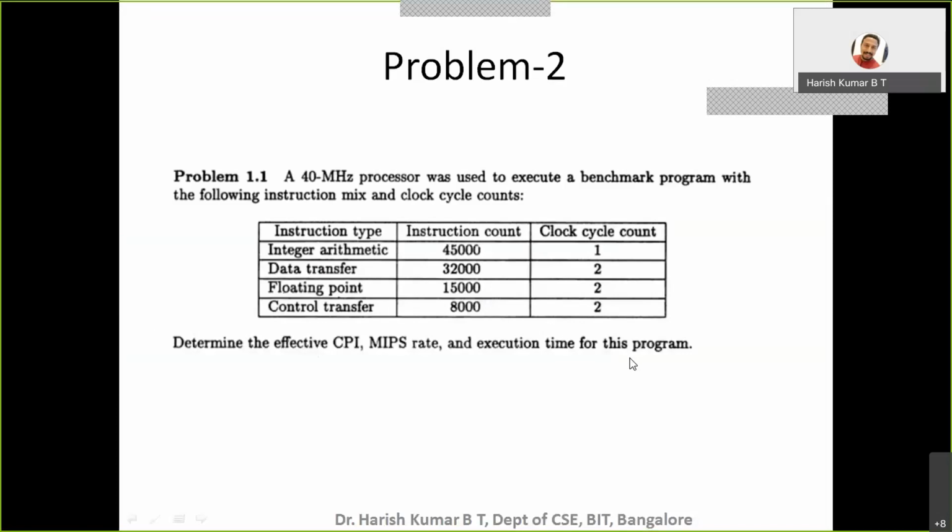Now I have another problem also. Just go through this. In a similar way, you can do this also, so try to do this. Only the instruction counts and clock cycle counts are different, and a 40 megahertz processor is given here. It is not 400 megahertz, 40 megahertz processor is given. So the same thing you have to do. You have to compute the average or effective CPI, the MIPS rate, and the execution time for this program, the same way as I showed you for the previous problem. Just take 2 to 3 minutes and solve it and tell me the answer.